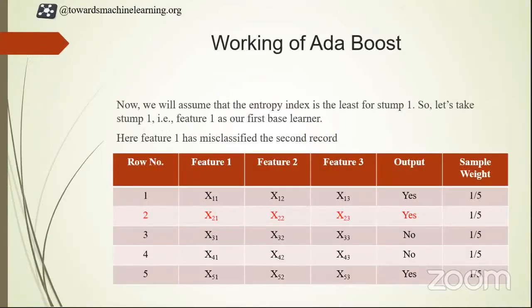Now, we assume that the entropy index for stump one is the least, and we have selected stump one. This stump has incorrectly classified the second record. I have marked that in red. As you can see, this record is being incorrectly classified by the first stump.